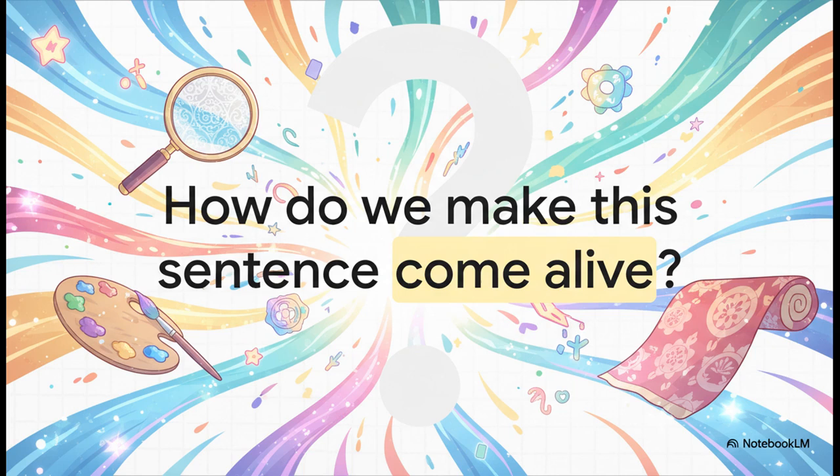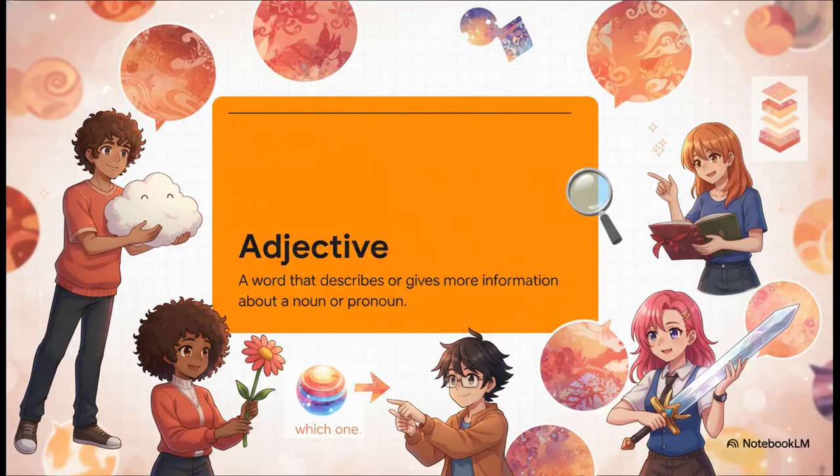So that's the big question, right? How do we take that simple statement and actually turn it into something you can see in your mind's eye? We've got to add some detail, some color, some texture. But how do we do that? Well, here's our answer. The adjective. This little word's entire job, its whole purpose in life, is to add more information. It's the thing that answers questions like, what kind is it? Or which one are we talking about? Or how many are there? This is the tool we need to start painting that picture.